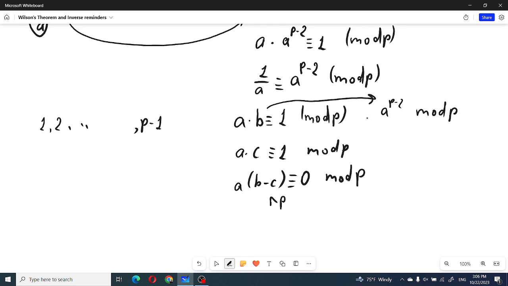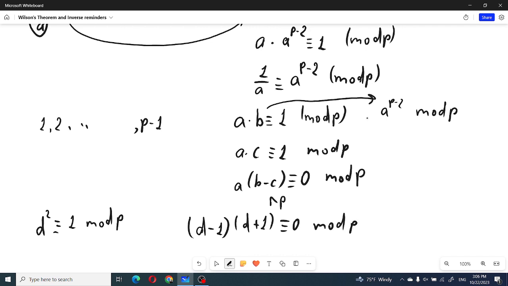Now look at the numbers whose inverse equals itself. For example, if we are given a number d whose square equals 1 mod p, what can we say about this number? We can move 1 to the left-hand side and we get that (d minus 1) times (d plus 1) must equal 0 mod p. So we have concluded that we have only two possibilities for d: d equals 1 or d equals -1 mod p.